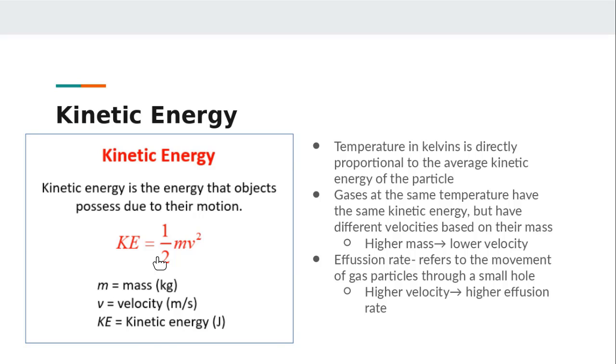And I wrote the formula for kinetic energy. You do not need to know this formula, but it helps you visualize why a higher mass results in a lower average velocity. All right, and effusion rate is also very similar to this whole concept. So it refers to the movement of gas particles through a small hole. So what you need to know is that at a higher velocity, your effusion rate is going to be higher.